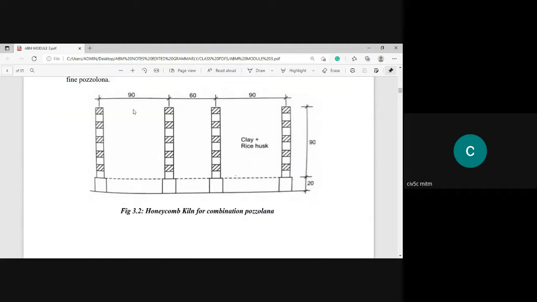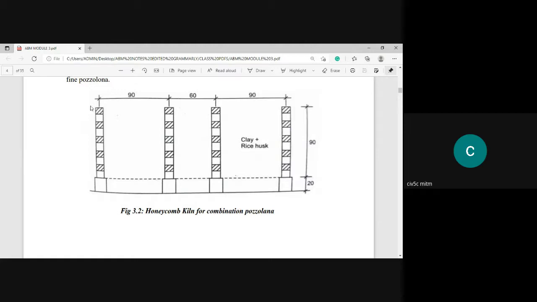You can see 90 centimeter width, 60 centimeter width. This is the annular honeycomb brick structure. Annular honeycomb, so this is a brick structure. They have been laid, and this is the temporary setup they have made for burning, at a height of 20. This may be the concrete base.